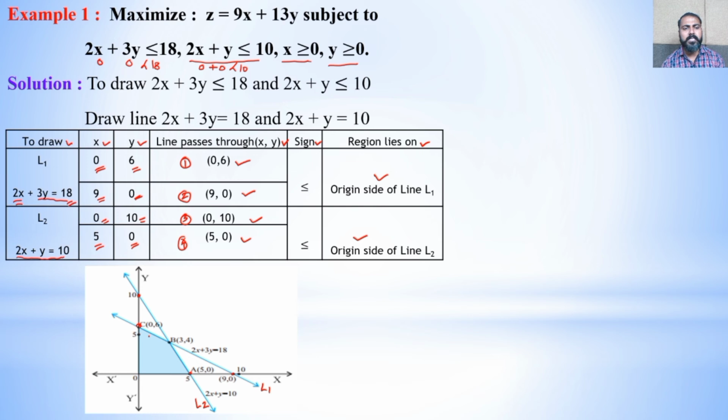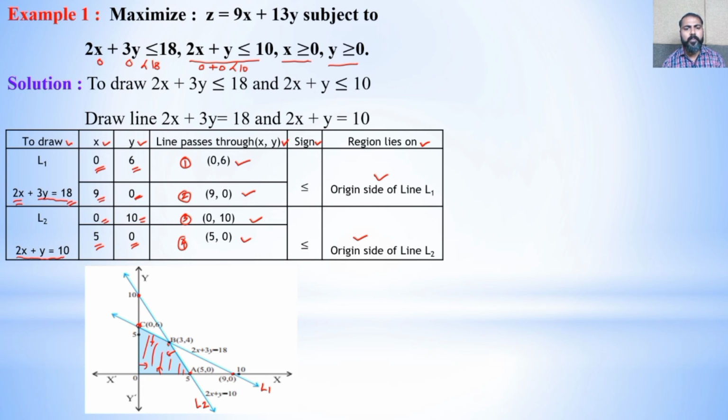Now, this is our common shaded region. Since x is greater than or equal to 0, y is greater than or equal to 0, and the region is origin side of the lines L1 and L2. So, this is our common region.